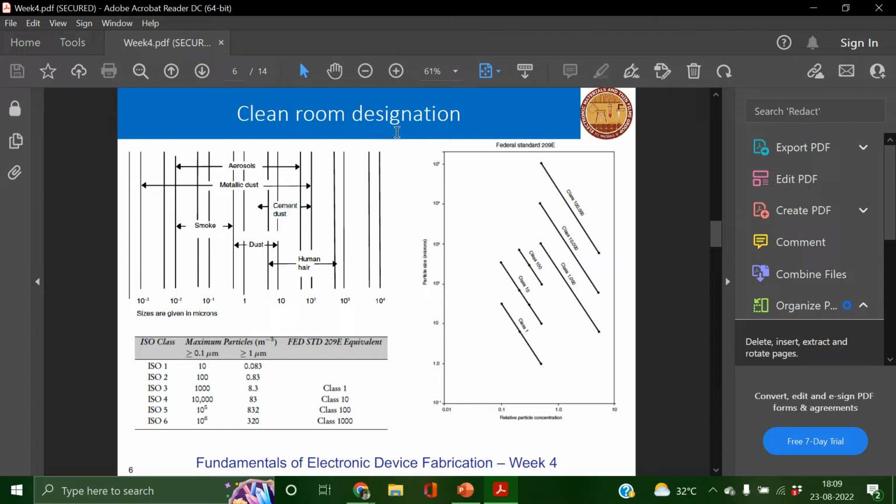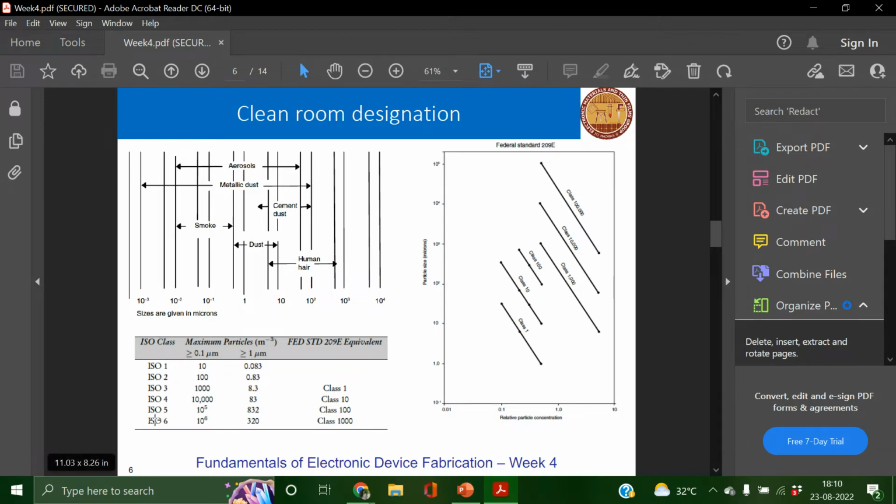The reason is that we are actually handling equipment in the nanometer range. Even a human hair, which is about 100 microns, or a particle of dust will be larger than the size of our chip. So it is necessary that the place where we carry out these operations has a specific limitation on the maximum size of contaminants as well as the concentration of contaminants.